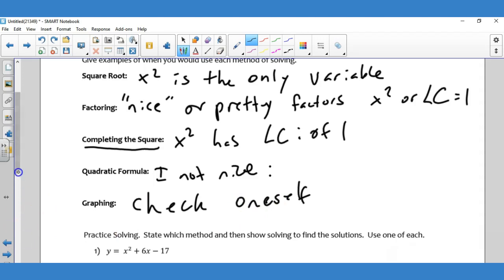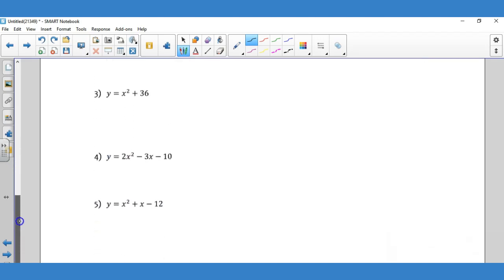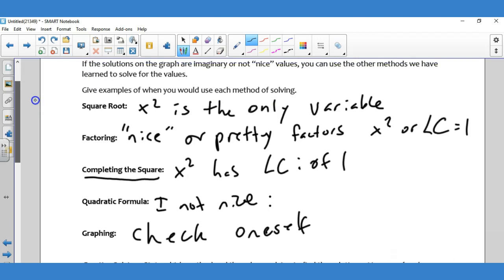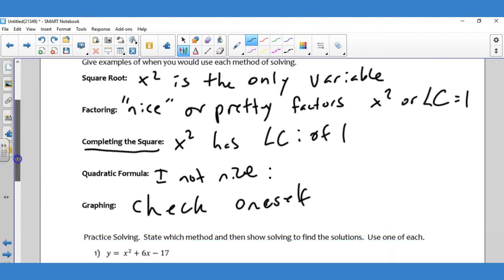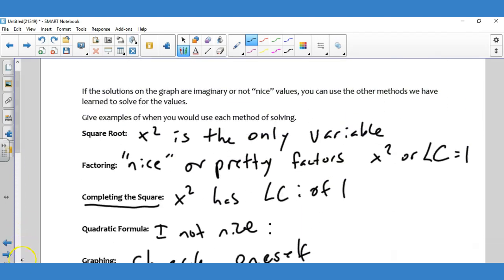Now, there's some practice problems right here. State which method, and then show solving the solution. Use one of each. So listen, man, you decide which one you want to use. You decide which factoring method you want to use. And yeah, factor these and we'll talk about them. That's it, man, for 2-7.